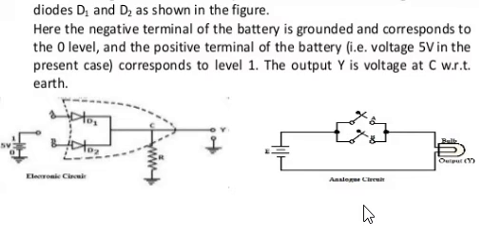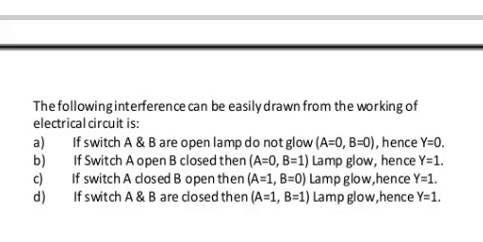OR gate का पर्पस है कि given two situations, at least one situation should have a value of 1. तो इसका कंक्लूज़न ये है, इफ़ स्विच A and B are open, दोनों ही ओपन हैं with 0 values, then output will be 0.